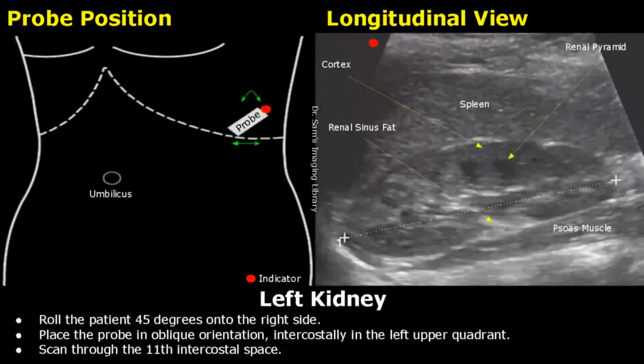Now we will see how to scan the left kidney. First, roll the patient 45 degrees to the right side. Then, place the probe in oblique orientation through the lower rib spaces for an intercostal approach. The 11th intercostal space is a good landmark to locate the left kidney.